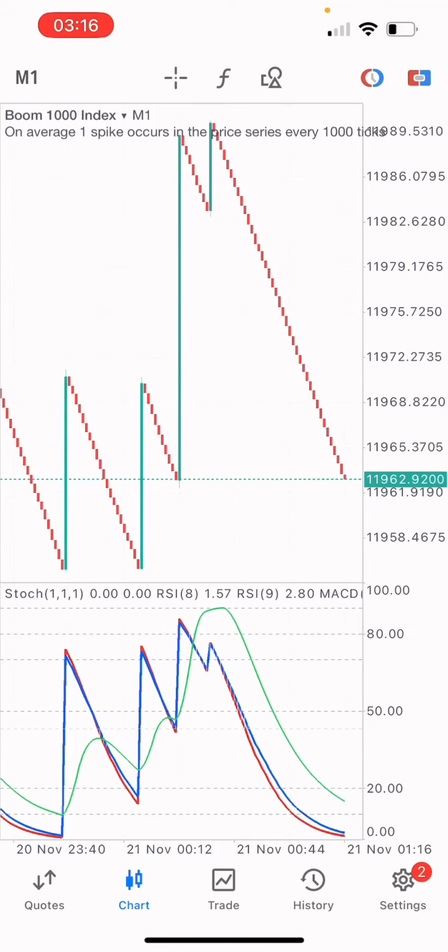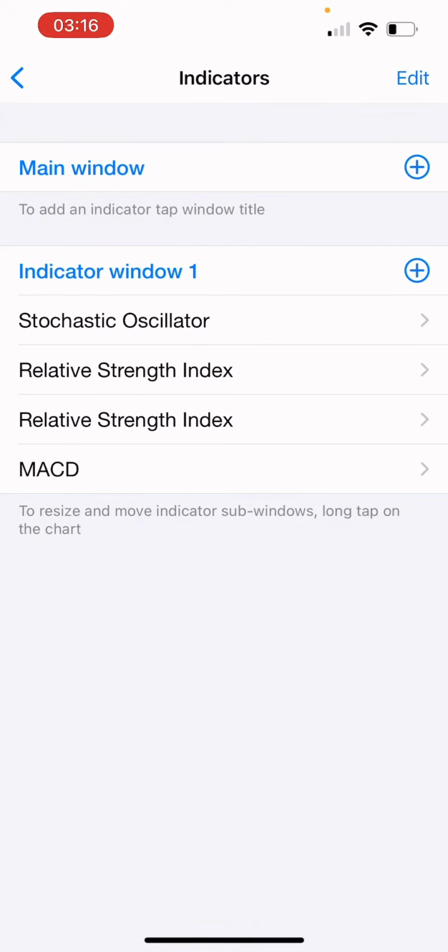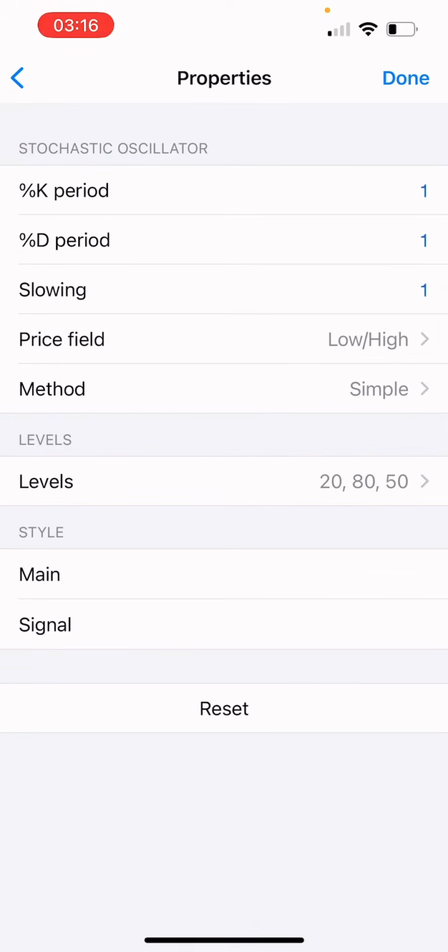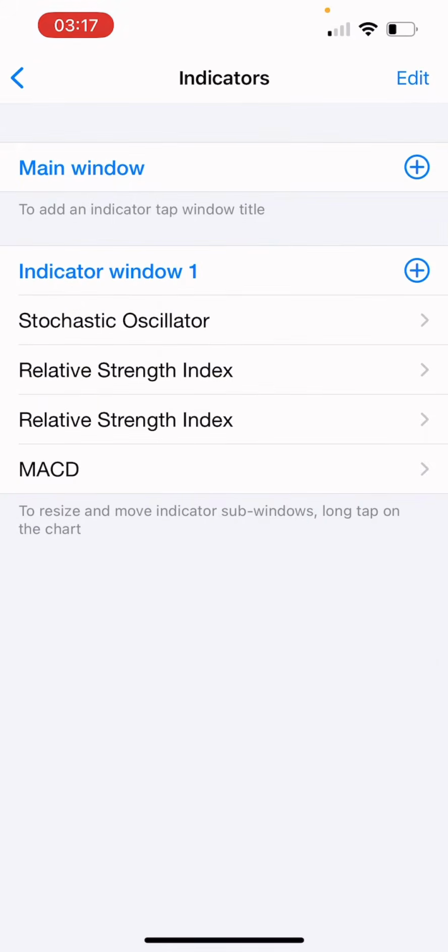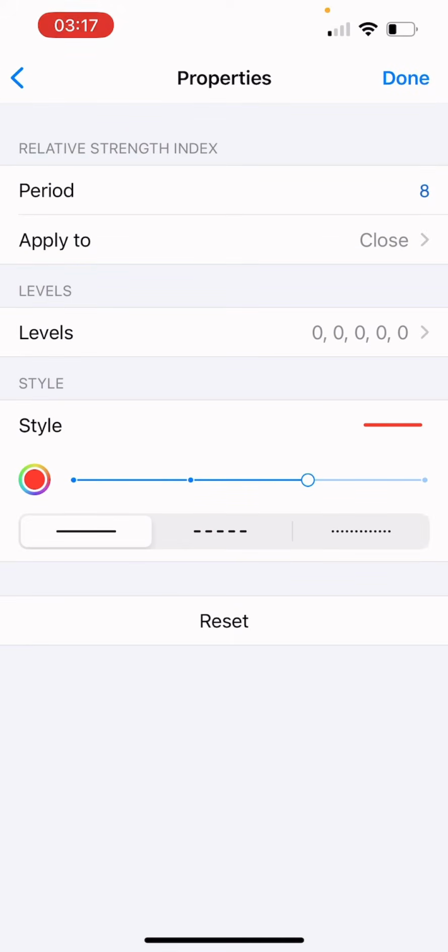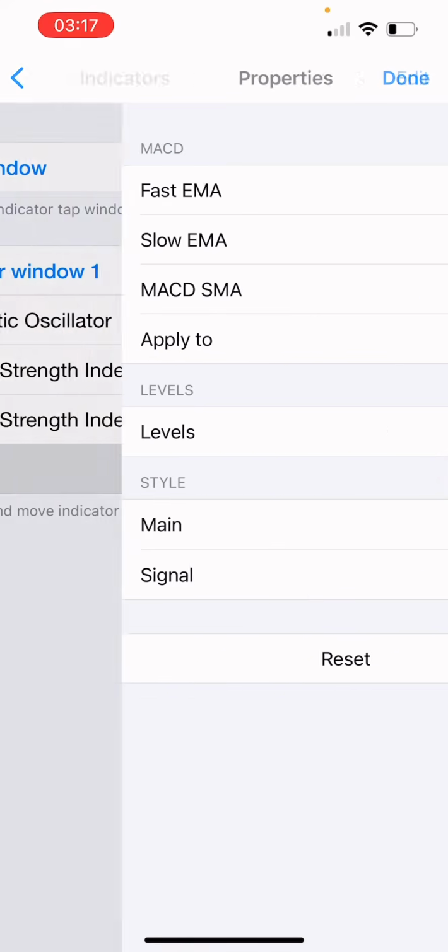Here is a simple strategy you can use right now to trade Boom and Crash, or to trade against spikes. This strategy is very easy to follow, and it will tell you when to enter and when to exit. It only uses the default indicators in MetaTrader 5. These are the indicators and these are their parameters or properties, so you can take a screenshot and save them for later. This is the Relative Strength Index, the other Relative Strength Index, and finally the MACD.